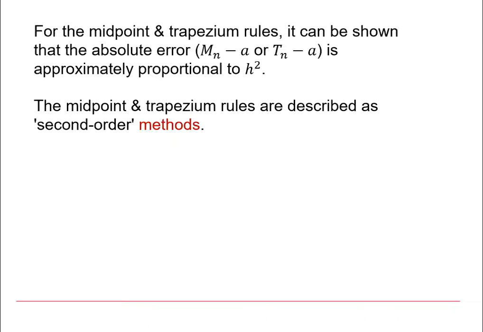And for this reason, because it's h squared, both the midpoint and the trapezium rules are described as second order methods. Now this is not to be confused with when we talk about second order convergence, which we'll be clarifying in a second.